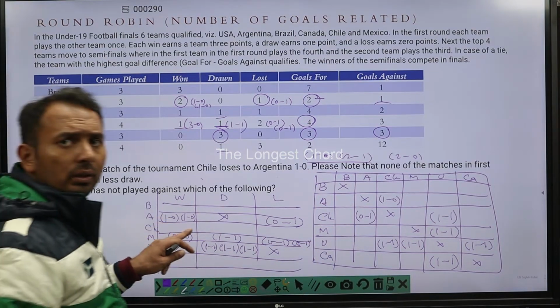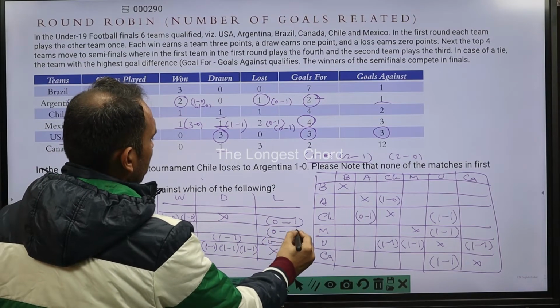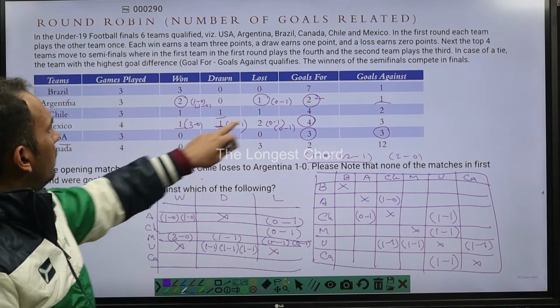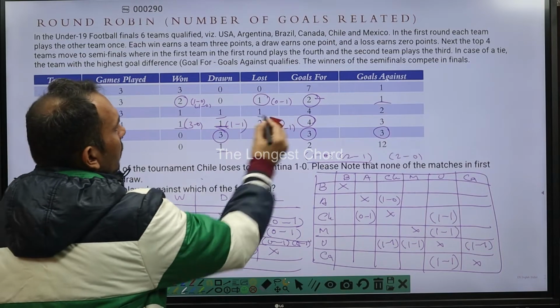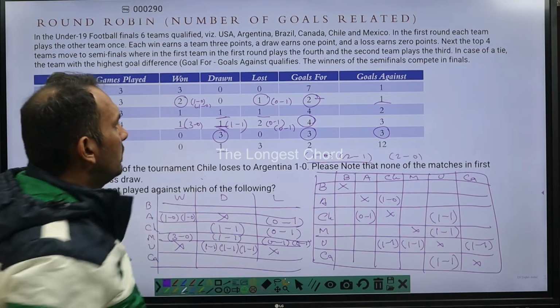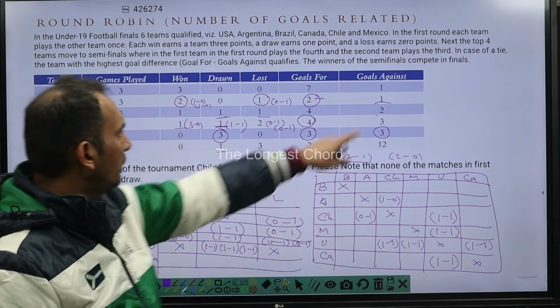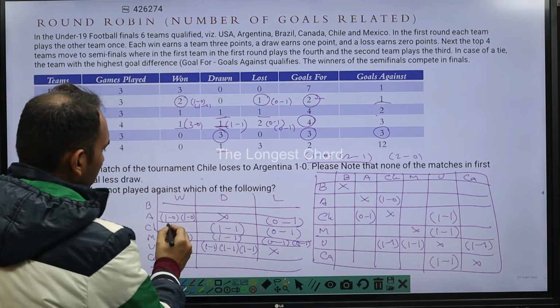Also Argentina has already lost and it has to be 0-1. And that 1 loss is already gone. There is 1 draw, so that is 1-1. And we can just manage the other goals. So there is 1 goal left from here. Not just any goal, we are left with just the 3-0.